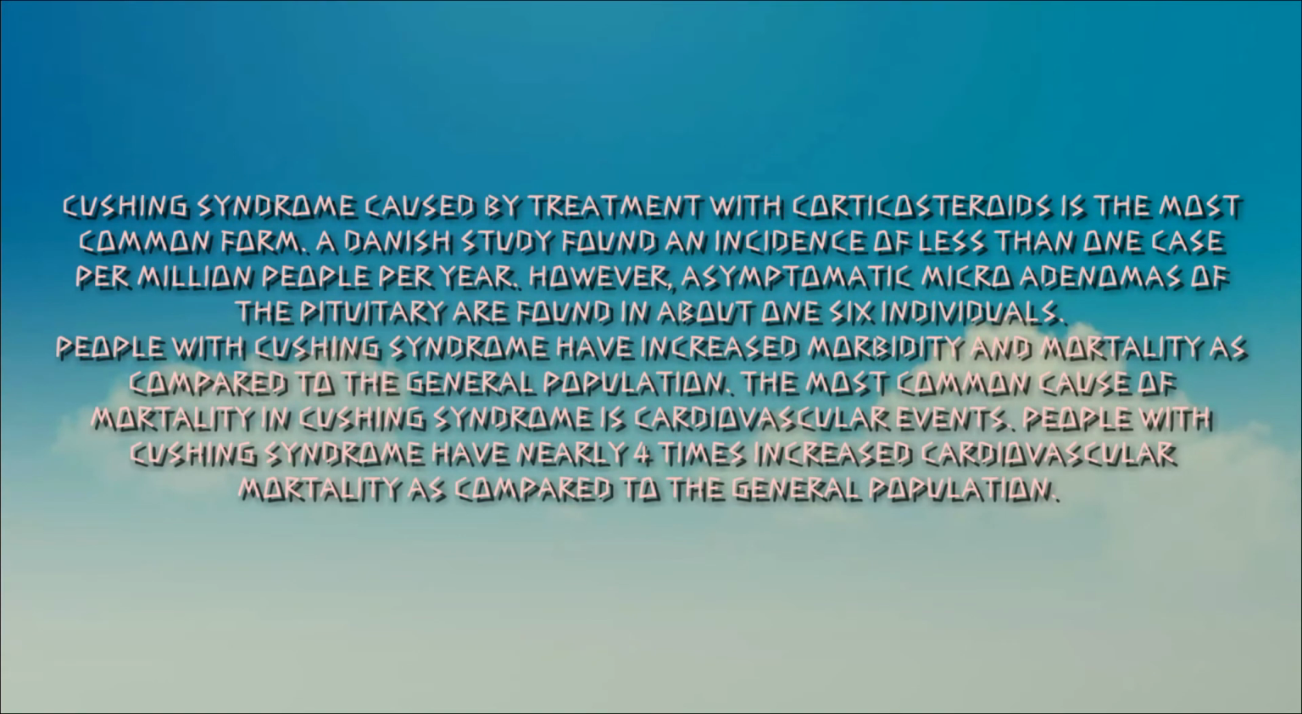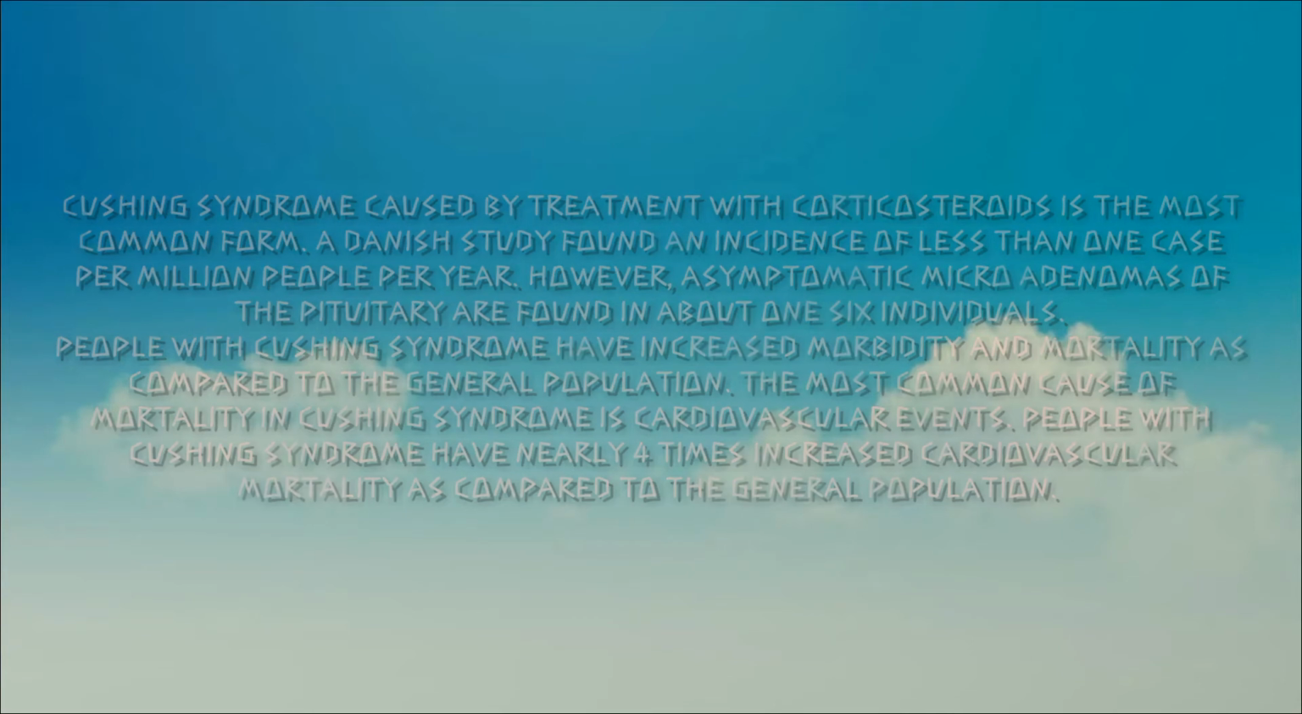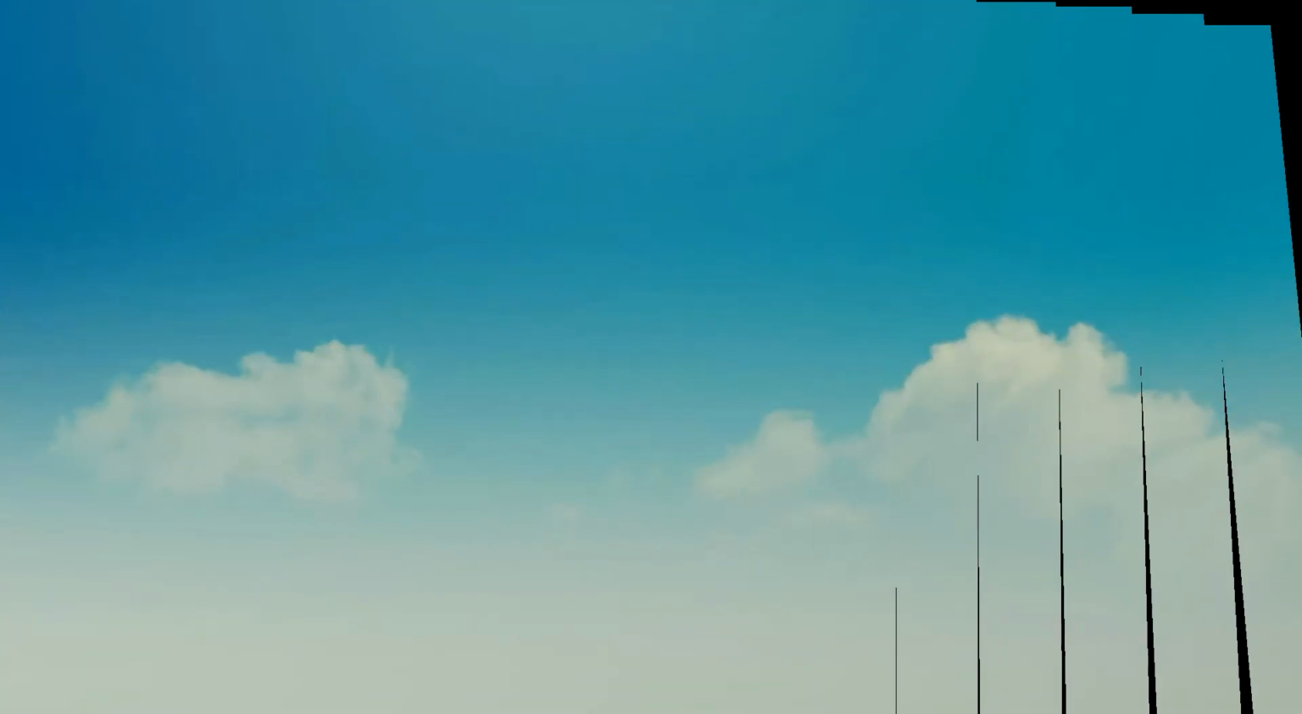Cushing syndrome caused by treatment with corticosteroids is the most common form. A Danish study found an incidence of less than 1 case per million people per year. However, symptomatic microadenomas of the pituitary are found in about 1 in 6 individuals. People with Cushing syndrome have increased morbidity and mortality as compared to the general population. The most common cause of mortality in Cushing syndrome is cardiovascular events. People with Cushing syndrome have nearly 4 times increased cardiovascular mortality as compared to the general population.